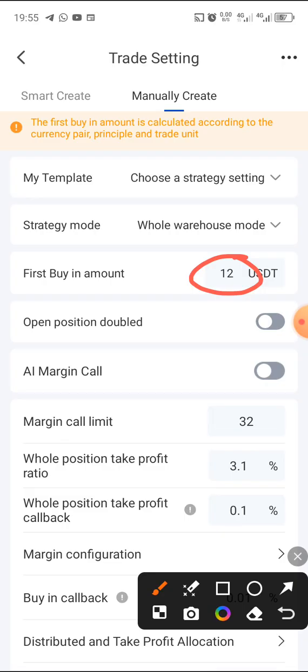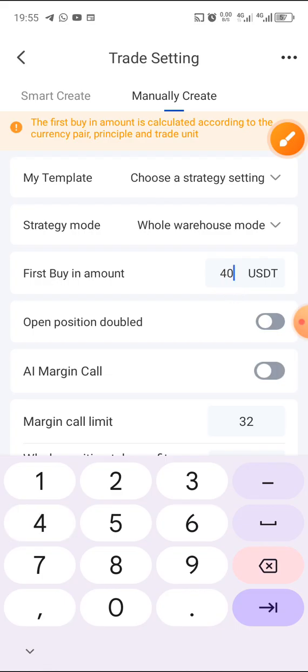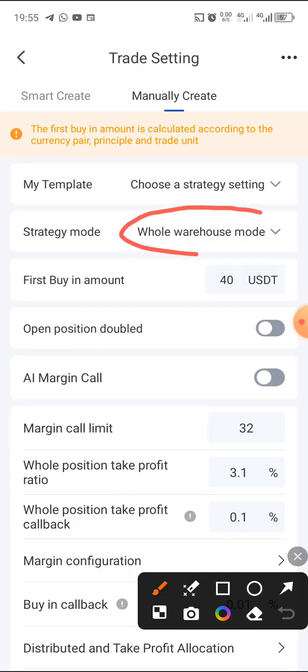All you have to do is remember how much you have as your capital and how much you'll be exposing in the coin at first. So it was 40. You come and edit, put 40. Now come here on strategy mode. I hope you guys are following. I'm trying to slow down so that you don't miss any step.